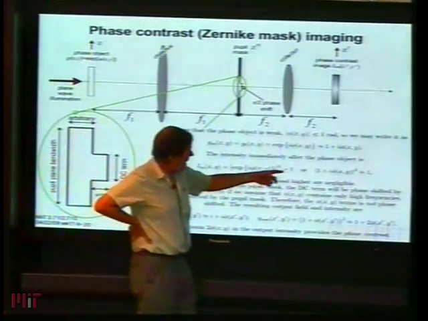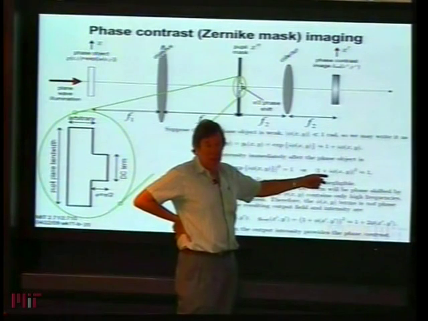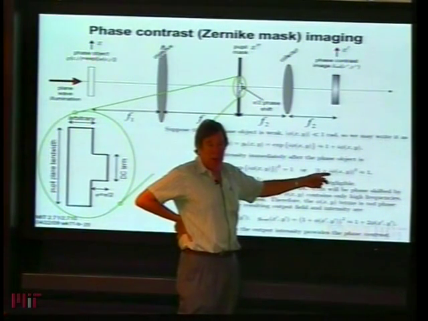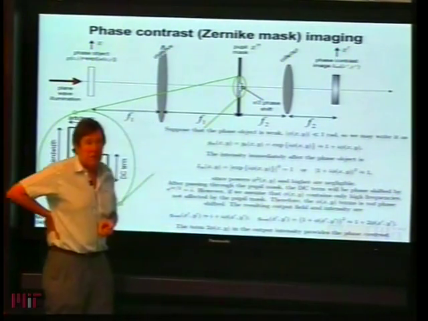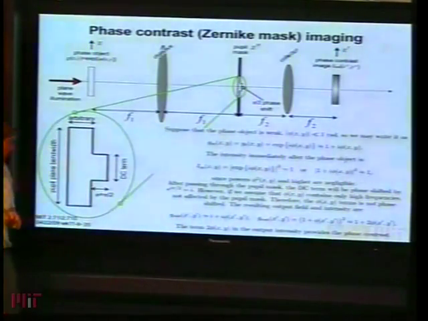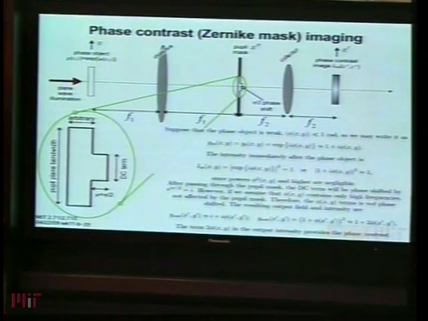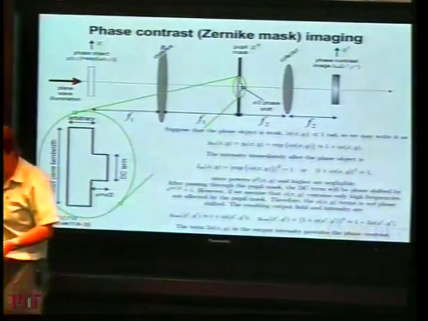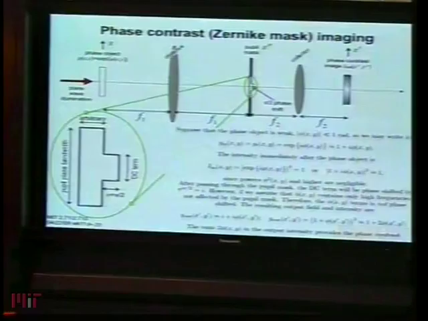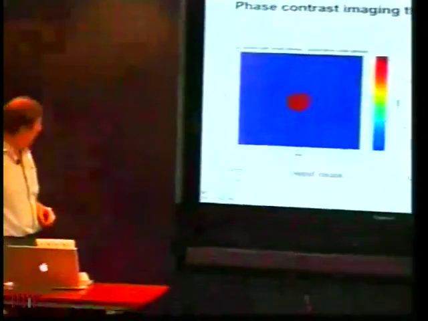In the previous case, we weren't seeing anything to the order of phi. The lowest terms that were there would be of the order of phi squared, which is going to be negligible if phi is small enough. Right, so there we are. By putting this in, we've managed to make this phase object visible. So this is the demonstration of that.